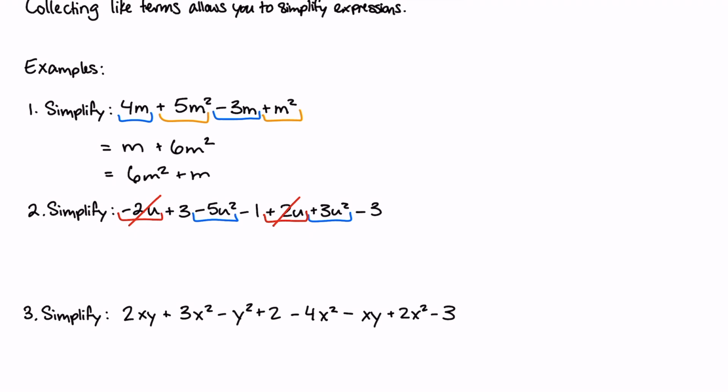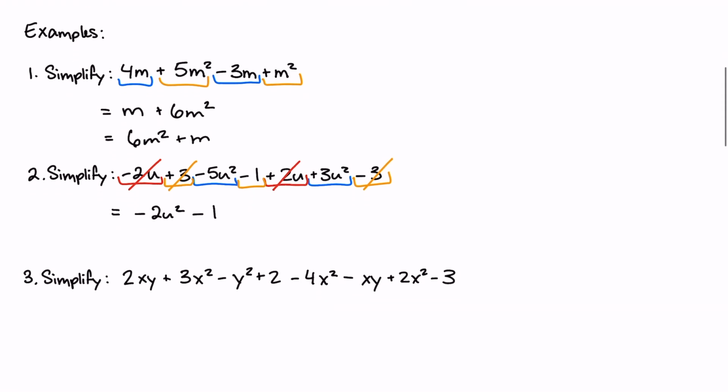And then in another color, I'm going to collect our constants. So we have a positive 3, a negative 1, and a negative 3. So the positive 3 and the negative 3 would cancel out, and that just leaves us with a negative 1. And now we can simplify our expression. So negative 5u squared plus 3u squared is going to be negative 2u squared. We don't have any more u's because they canceled out. And then we're also left with our negative 1 from here. So this would be our final answer.